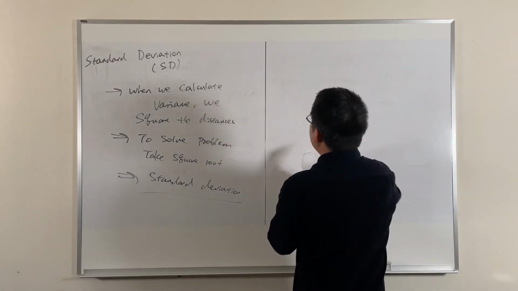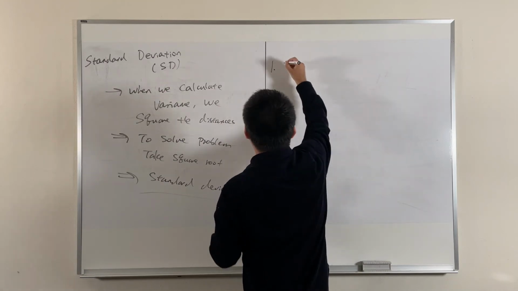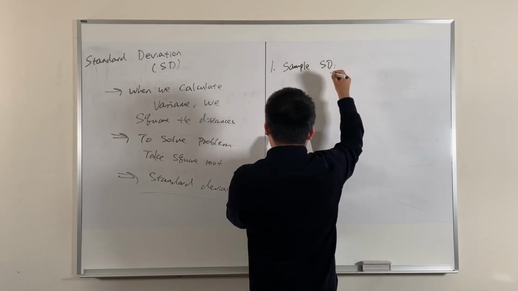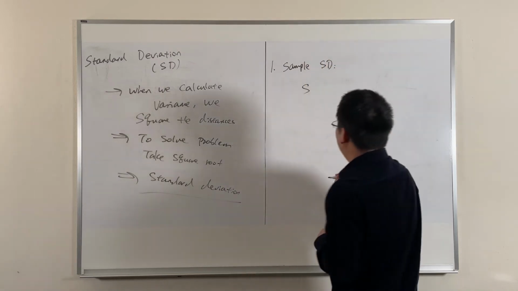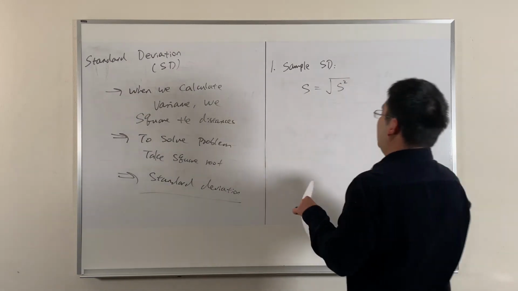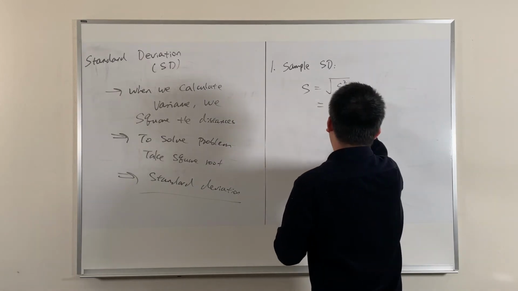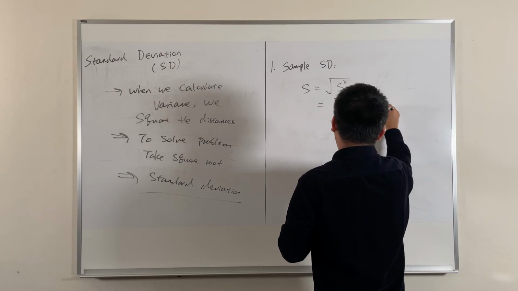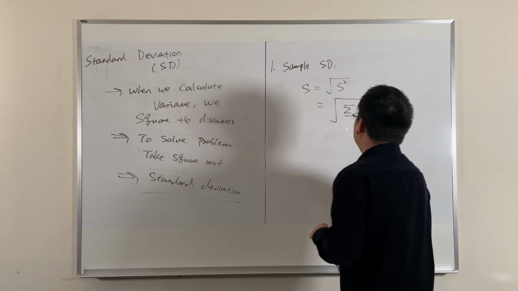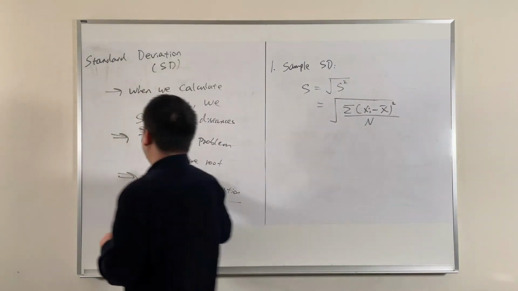Okay, so match the ones we had. So the sample standard deviation, the notation for it is S, and that's the square root of your sample variance, and that's just equal to the square root of the summation of xi minus x bar squared, and then divided by n.